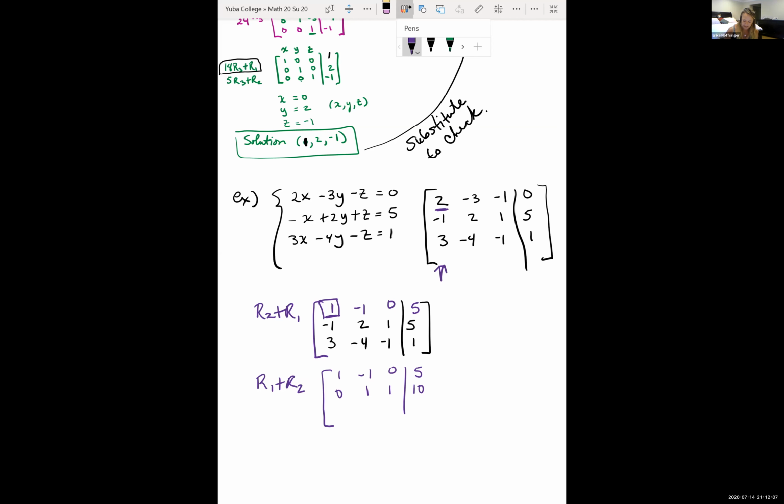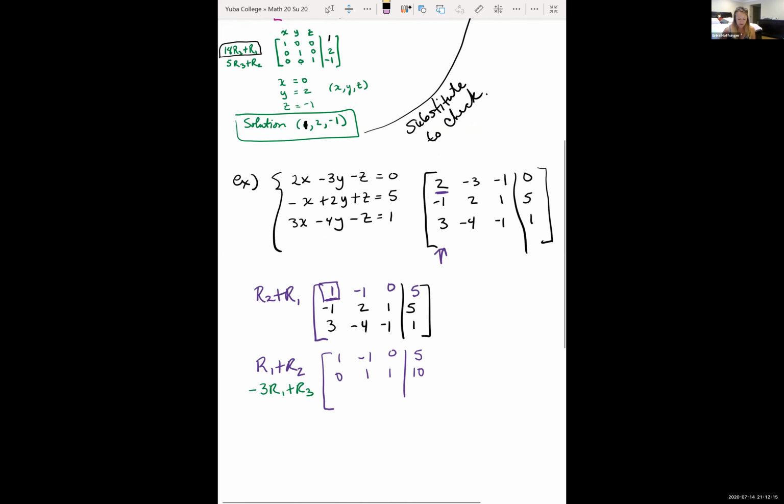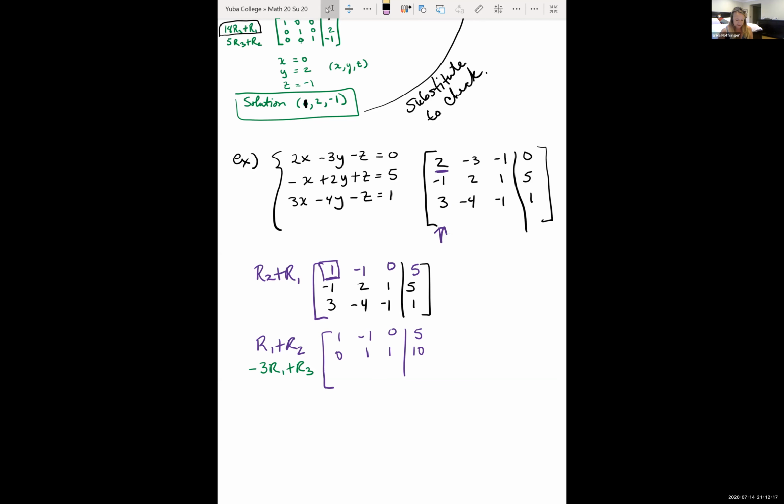So if we take negative 3 row 1 and add it to row 3. So negative 3 plus 3 is 0. Negative 3 times negative 1 is 3. 3 minus 4 is negative 1. Negative 3 times 0 is 0 minus 1 is negative 1. Negative 3 times 5 is negative 15. Negative 15 plus 1 is negative 14.